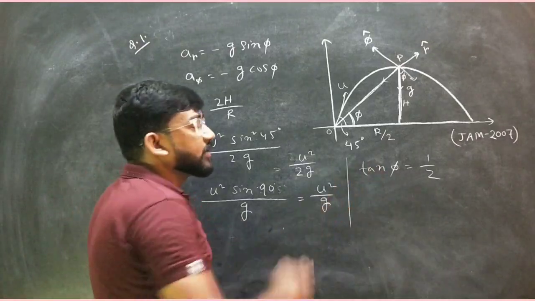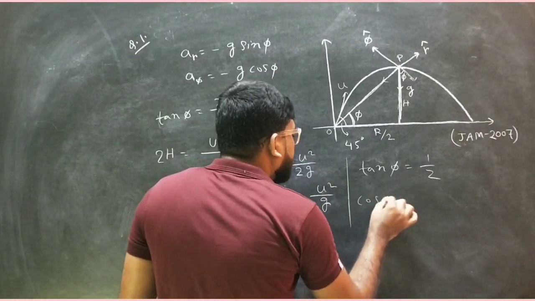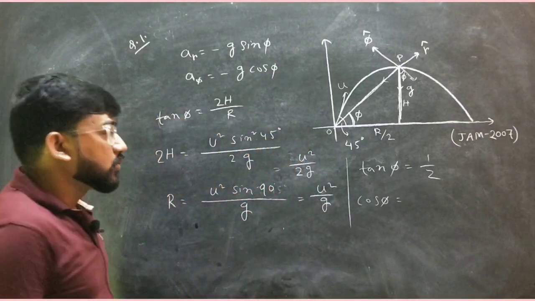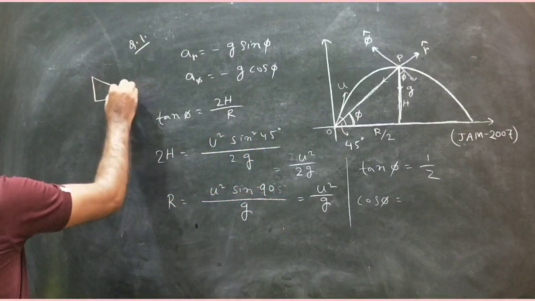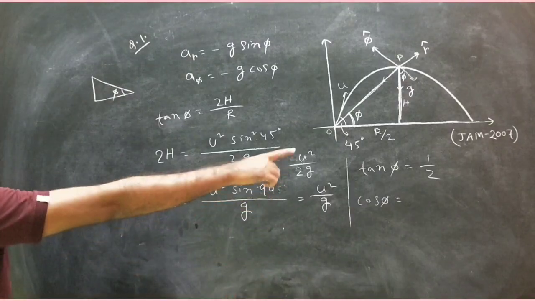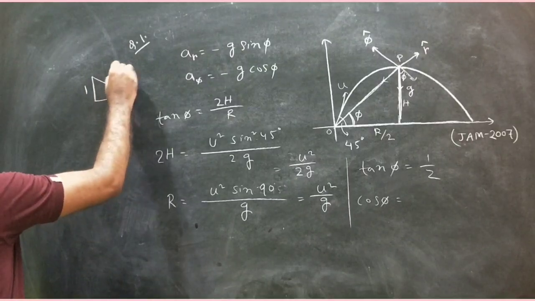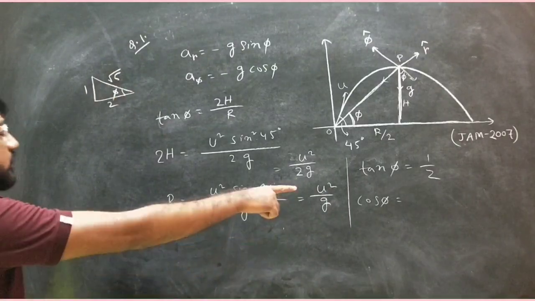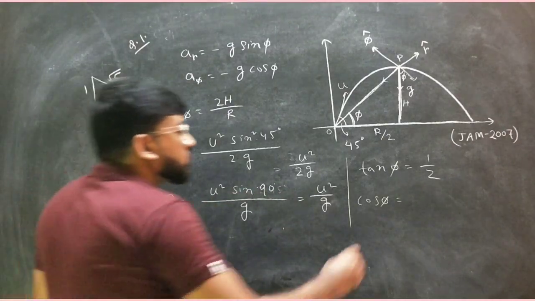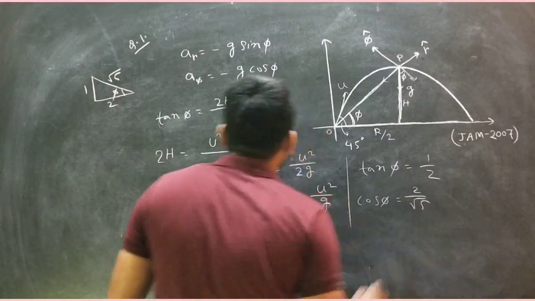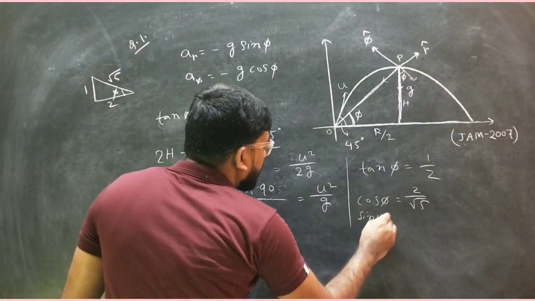Now from here we can find out cos phi and sin phi. If tan phi is half, then what will cos phi be? If you draw a triangle, this angle is phi. Tan phi is 1 by 2, that means the perpendicular is 1 and the base is 2. So the hypotenuse will be root 5. Cos phi will be base divided by hypotenuse, so it will be 2 by root 5, and sin phi will be 1 by root 5.